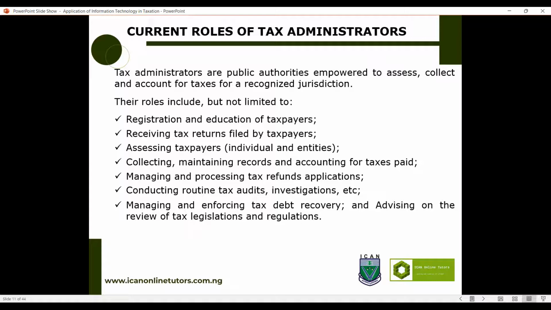What was it called? Sorry for that. So they are the local government tax administrators.